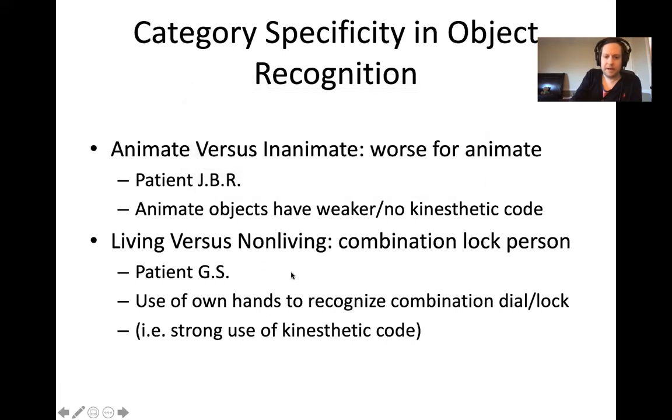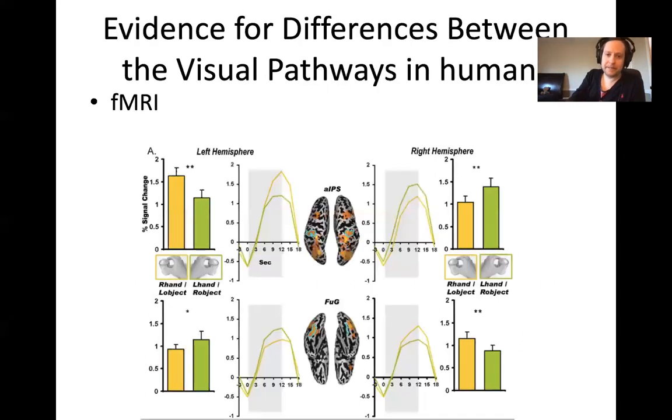Once again, I'll say one more time: non-living, inanimate things, tools, have kinesthetic codes. So even if you have agnosia, usually to some extent you can use that motor knowledge, those kinesthetic codes, to help you recognize the thing. It might be slow, but you can usually get there. With living, animate things, there are no kinesthetic codes, or at least they're weaker. And so there tends to be more severe impairments for animate living things because we don't have strong motor knowledge associated with them. If you have agnosia, those things tend to be particularly difficult to recognize.